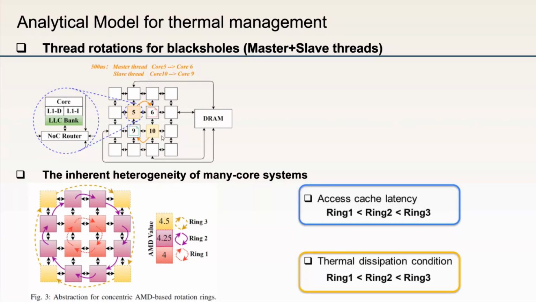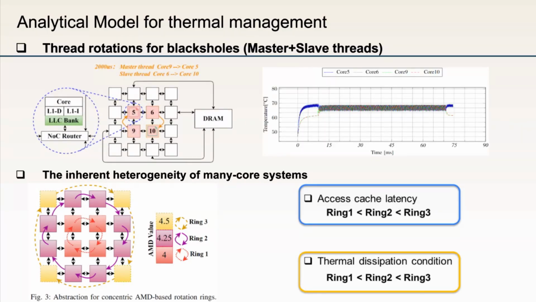Then we rotate them periodically, and the period is 500 milliseconds. This spreads the heat evenly, and we can show the trace here. They can balance the temperature while maintaining the system performance.